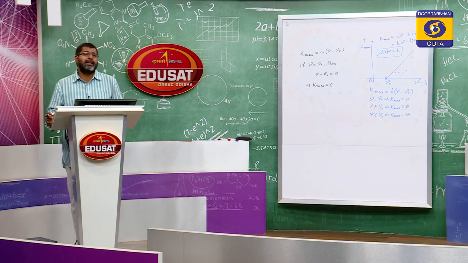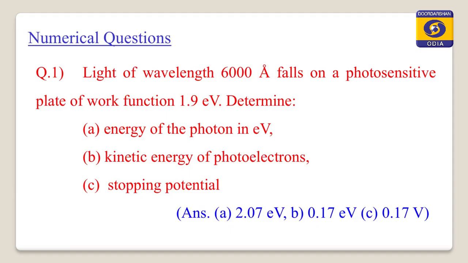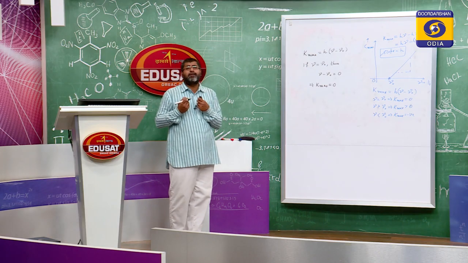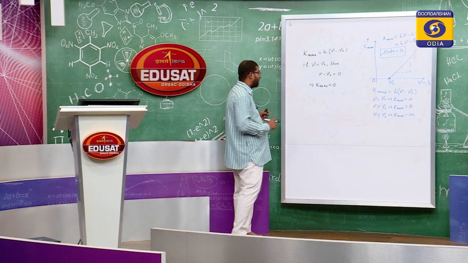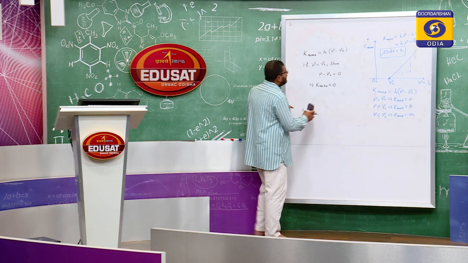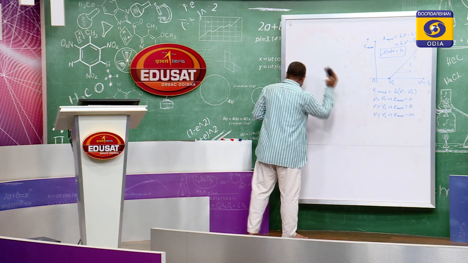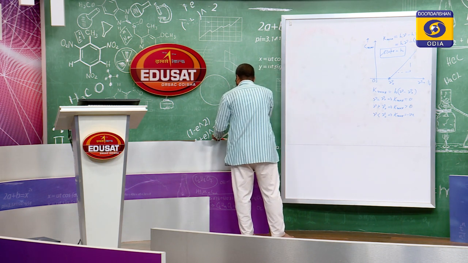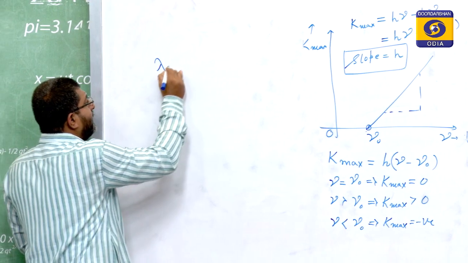Now, with this, let us come to certain numerical questions. The first question: a light of wavelength 6000 angstrom falls on a photosensitive metal plate of work function 1.9 eV. Determine the energy of the photon in electron volt, the kinetic energy of the photoelectron and its stopping potential. I will not go into detail in solving this question; rather I will give some hints to solve these problems. Let us see what data was given.